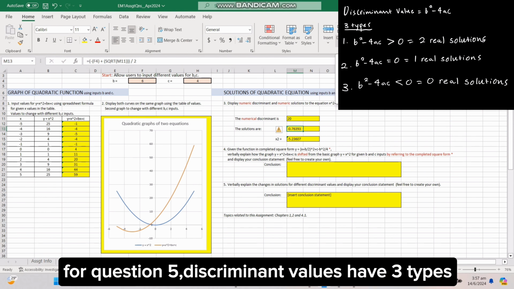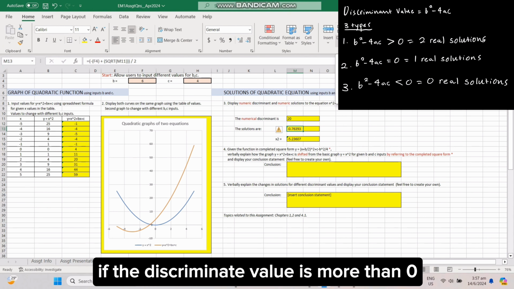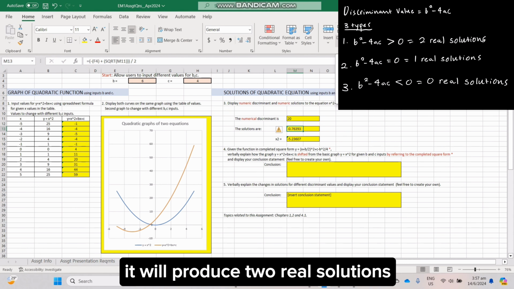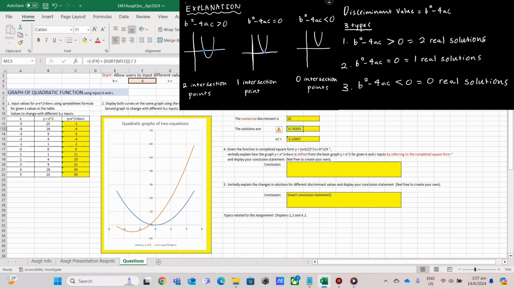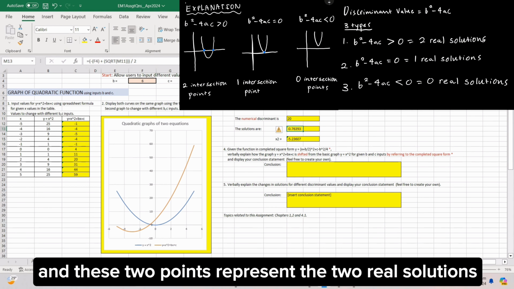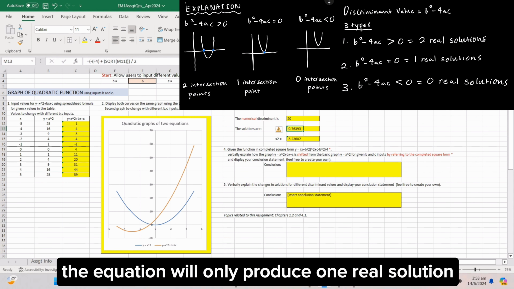Discriminant values have 3 types. These 3 types will produce different solutions. For the first one, if the discriminant value is more than 0, it will produce 2 real solutions. This means that the graph intersects the x-axis at 2 different points, and these 2 points represent the 2 real solutions. Secondly, if the discriminant value is equal to 0, the equation will only produce 1 real solution.